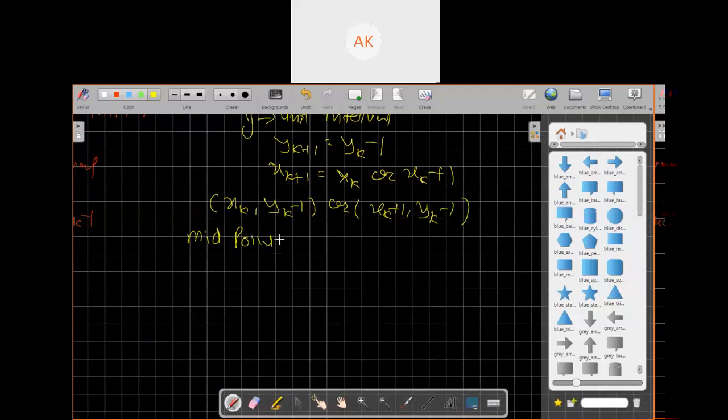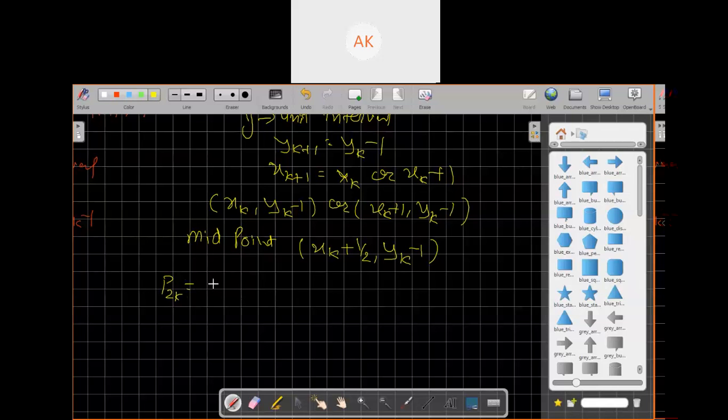Midpoint in region 2, xk plus 1 by 2 and yk minus 1. Put this value in the equation of the ellipse for finding the decision parameter, which is now p2k. p2k means decision parameter in region 2.